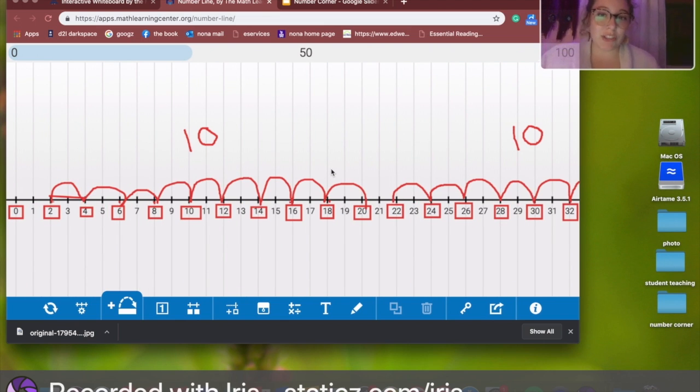All right, mathematicians, you did an excellent job today. You can close up your math notebook, and this is the end of our first day of Number Corner. I'm so excited for day 2.